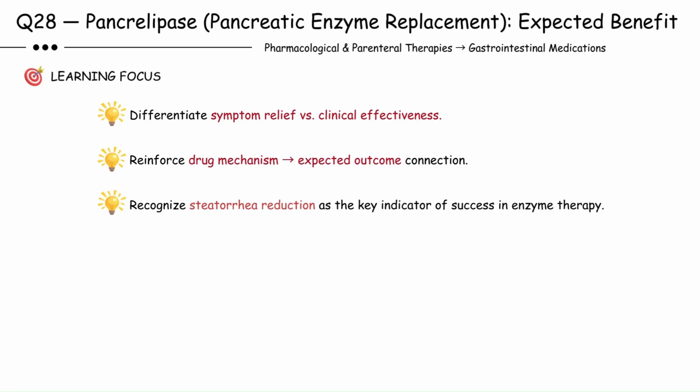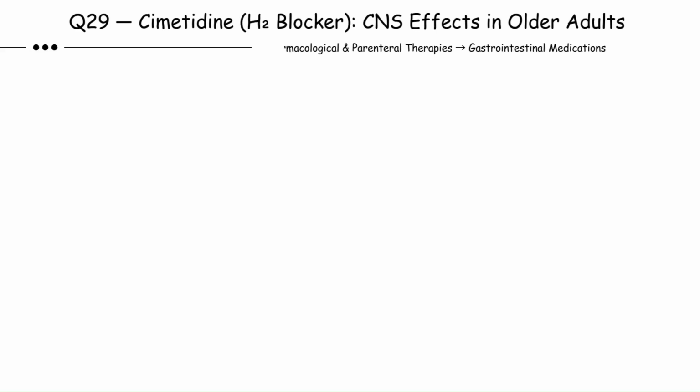Let's keep going with GI pharmacology and build on this momentum. All right, question 29. Cimetidine, H2 blocker. CNS effects in older adults.